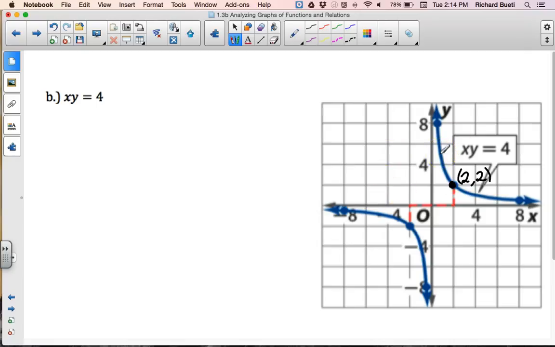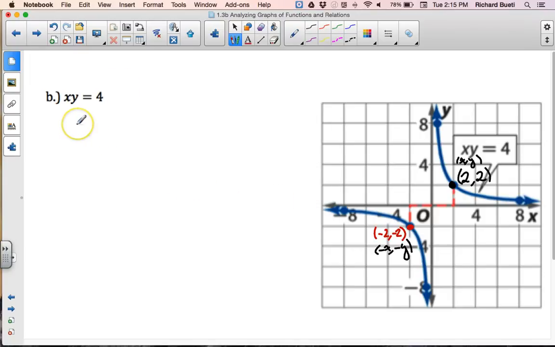So in order for it to have symmetry with respect to the origin, I'm going to take any (x, y) coordinate and I'm going to negate both coordinates and see if the negation of these two coordinates is also still on the graph. So the negation of this would be (-2, -2), and if I look on my graph, this is the point (-2, -2), and it is on the graph. So if this is (x, y), then this is the point (-x, -y).